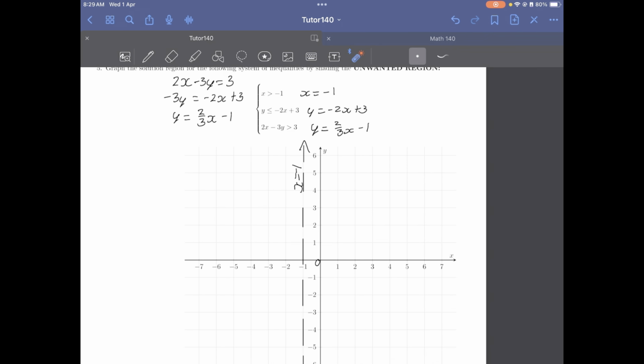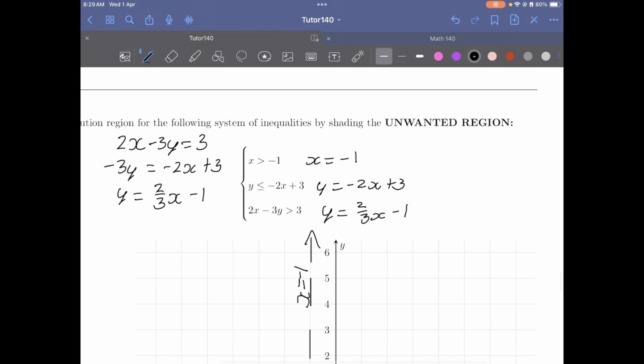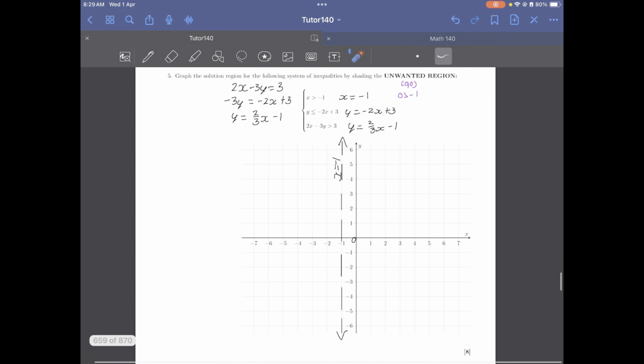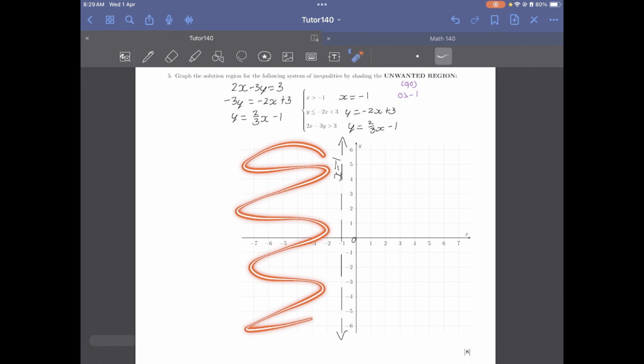But if you don't understand it that way, we're going to choose a test point that's not directly on the line. Let's choose (0, 0) and just substitute it in. The test point we chose was (0, 0), right? So just substitute 0. 0 is greater than -1. This is a true statement. So this side with (0, 0) are all the points that satisfy the inequality. So we're going to shade this side since it's the unwanted region.